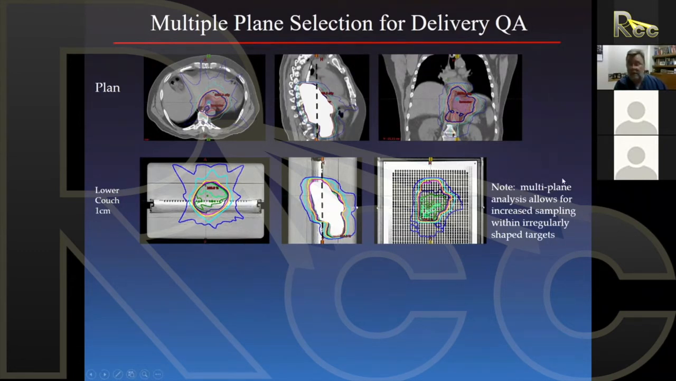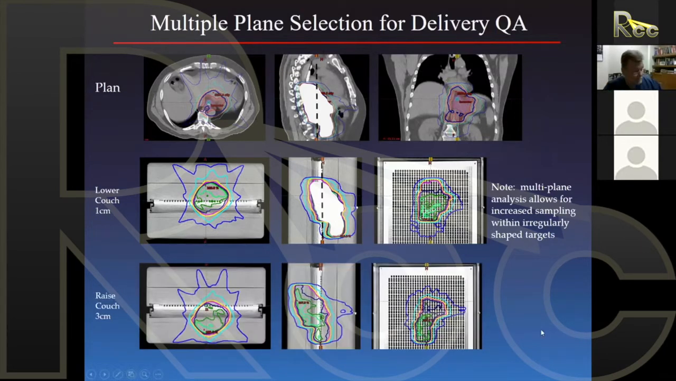As I've said here, multi-plane analysis allows for increased sampling within irregularly shaped targets. Unfortunately, most of our targets aren't little spheres. A lot of the time, they will look like this. The only way to set this phantom up is in one of the cardinal directions, whereas our target is actually along a diagonal like this. If we raise the couch, now we pull us into another region that may be beneficial. So this is an area where we need to make sure that we give those that are irradiating the appropriate instructions. Here is that plane. The only issue with this is that for every plane you have to re-irradiate. You have to reset up and re-irradiate again. So it is time intensive.